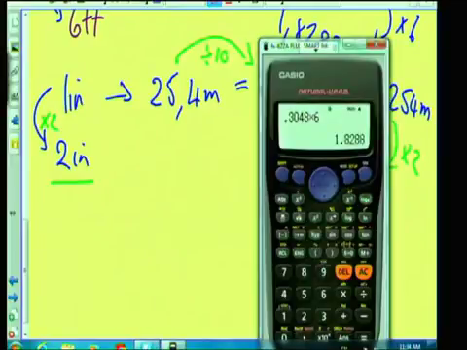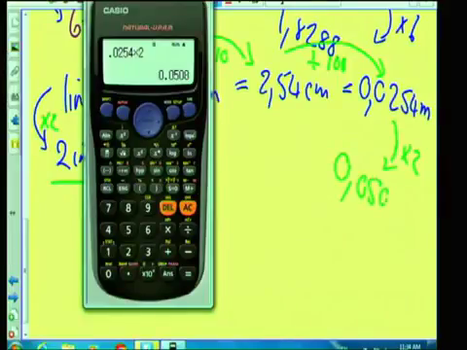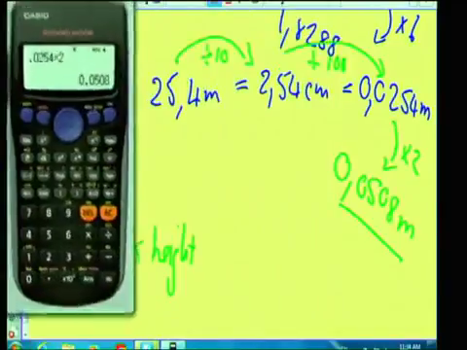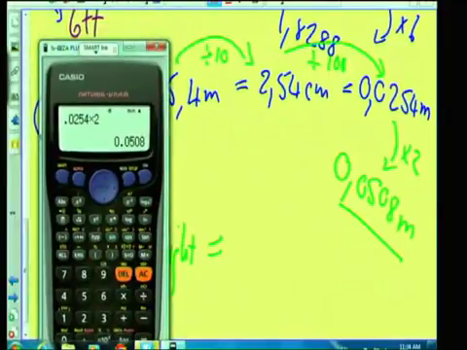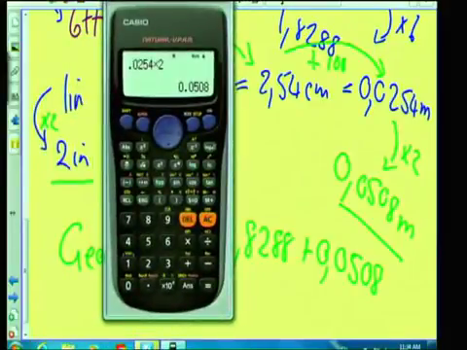So let's pull up that calculator. I'm going to clear it for the moment. 0,0254 times 2 equals 0,0508, and that's in meters. So what have I got to do to get the total height? George's height is equal to 1,8288 plus 0,0508. Let's add it in, and let's see where we go.